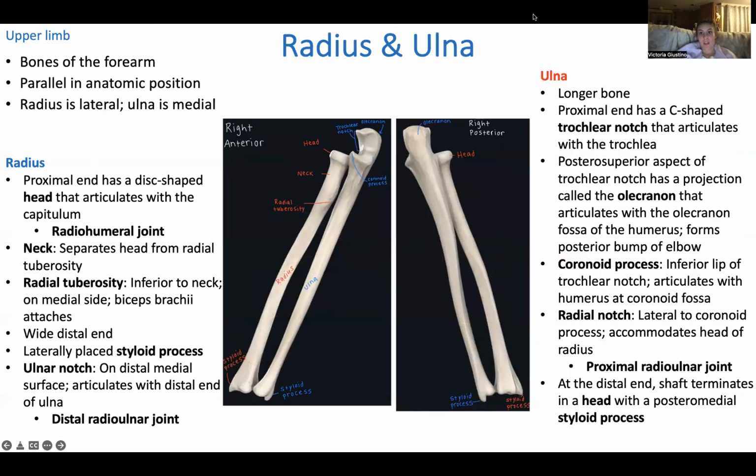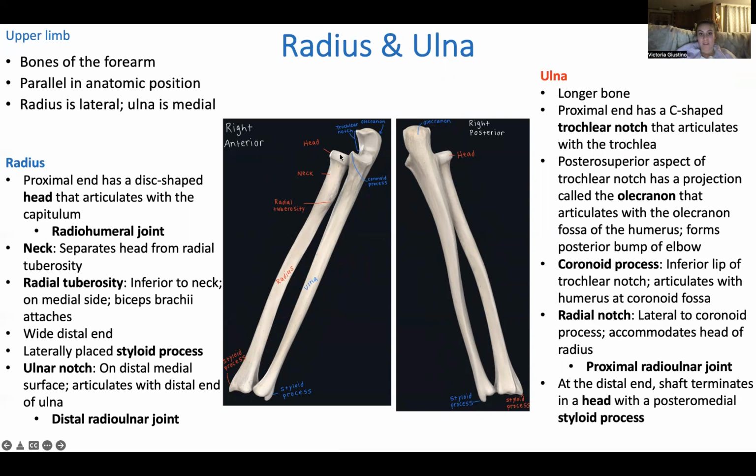All right, so now moving on to the radius and the ulna. So they are the bones of the forearm. The radius is lateral. So if something's rad, you give it a thumbs up, the rad radius. And then the ulna is on the pinky side. So the ulna is more medial.